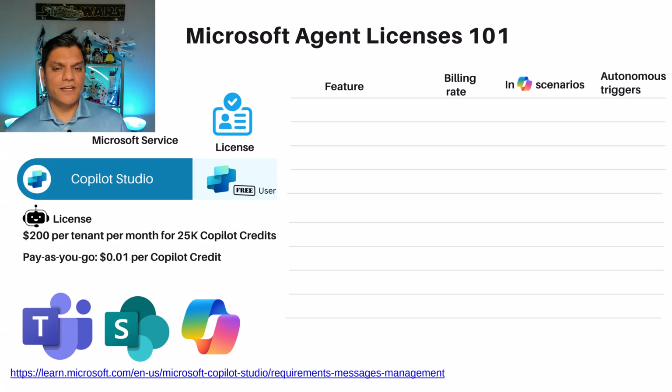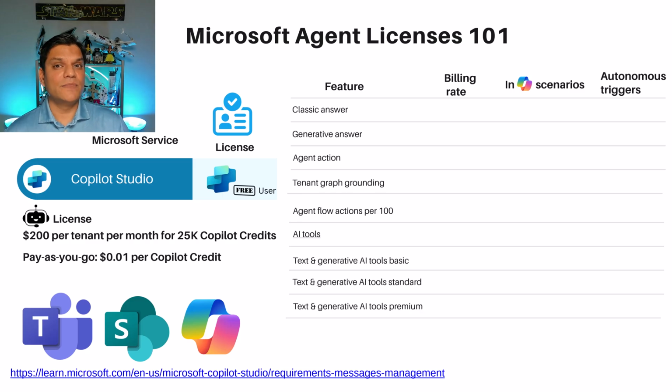All right, so regardless of the scenarios, let's go about these features. And these are the different features available. These features are basically the answer type that the agent gives based on the questions that you have. So right on the top, you have classic, generative, agent actions, tenant graph grounding, and every time you hear that tenant graph grounding, you should immediately think about SharePoint, because SharePoint access is tenant graph grounding, agent flows per 100, agent flow actions for every 100 calls, and then there are 3 different models for the AI tools, and each of them has a different billing rate.